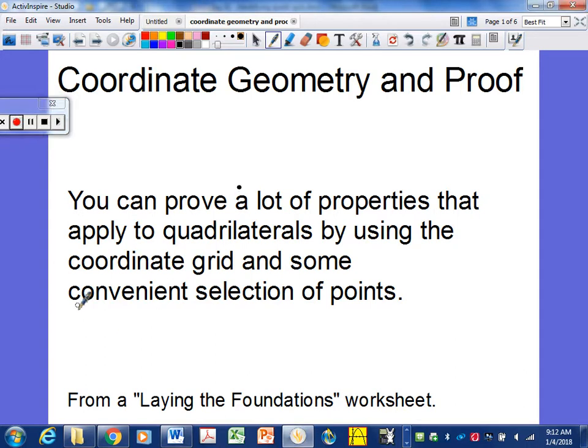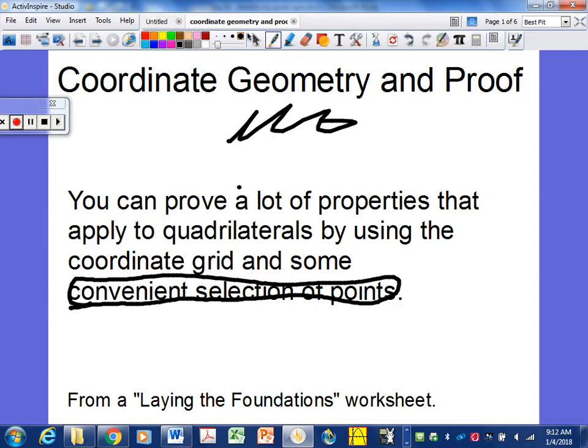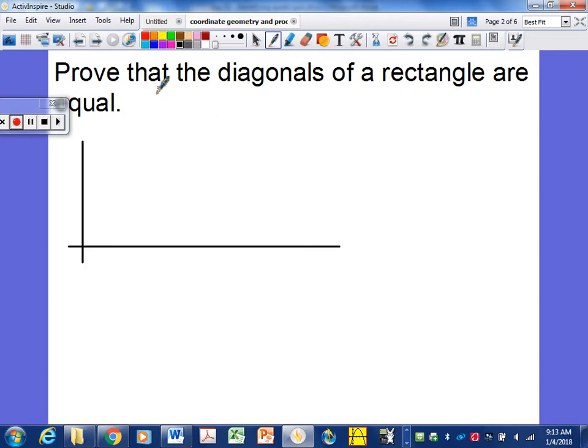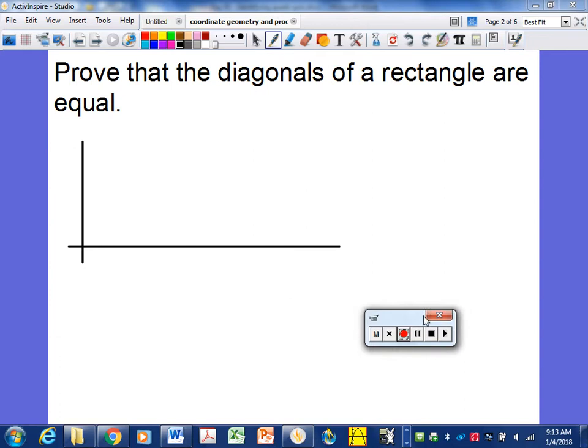Okay, the key here is using some convenient selection of points. You get to pick the points that you're going to use. Okay? Awesome sauce. So let's go on to the first thing it says. Prove that the diagonals of a rectangle are equal.